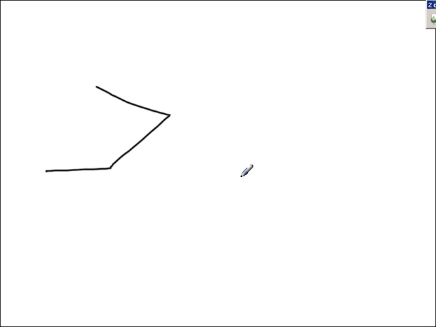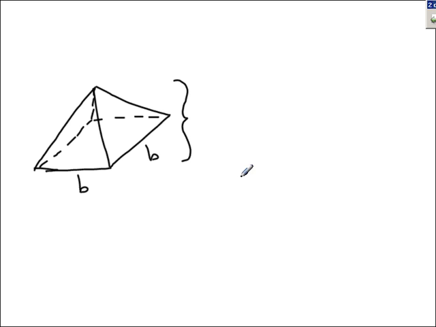Let's see how well I can draw this. Suppose this is your pyramid. Let's put in the third dimension. Here's your pyramid. The base is a square, say it's b by b. And you have a height for this pyramid, h.